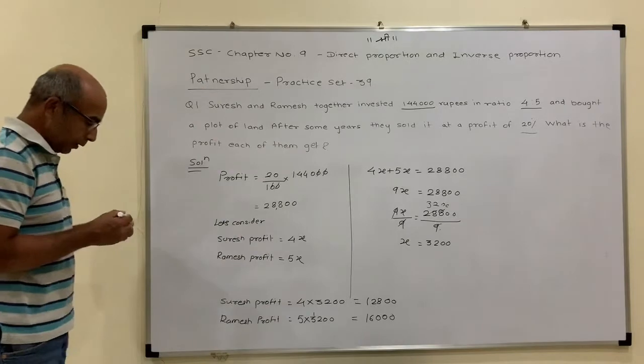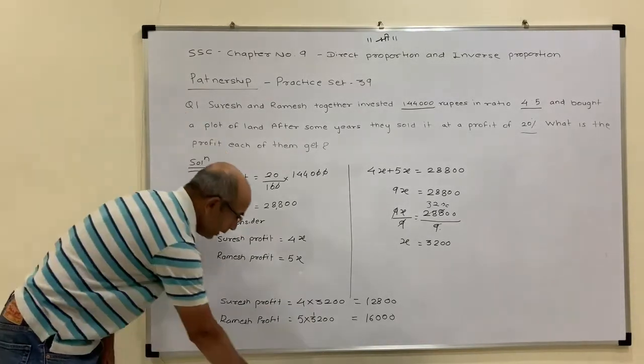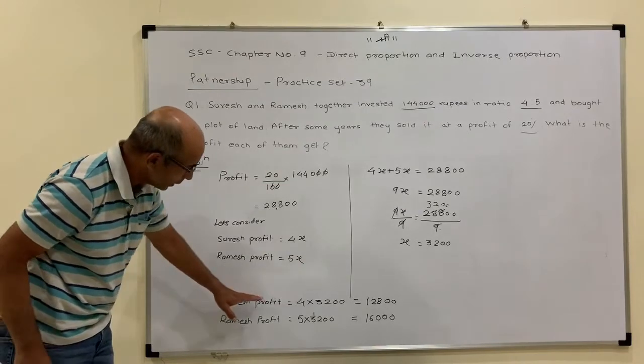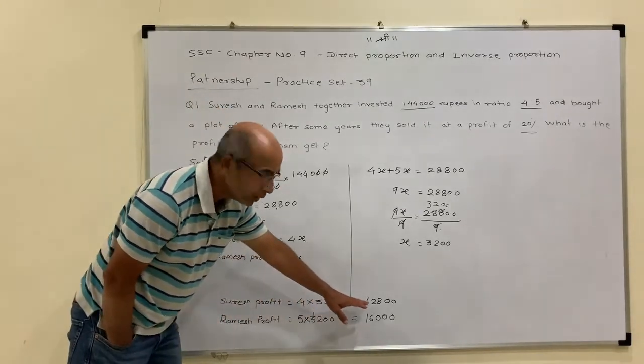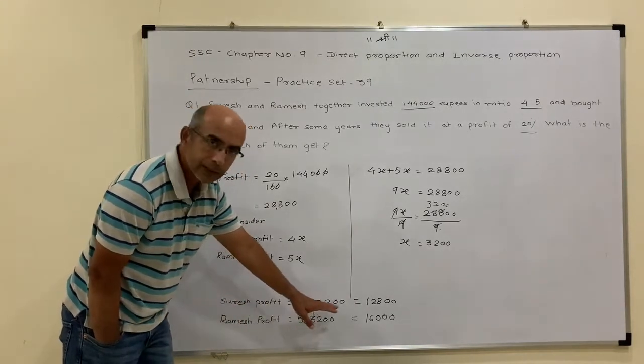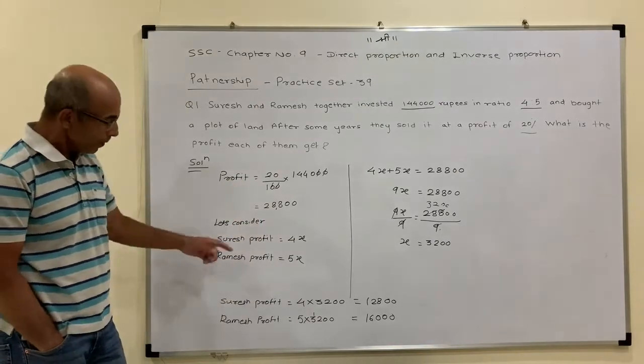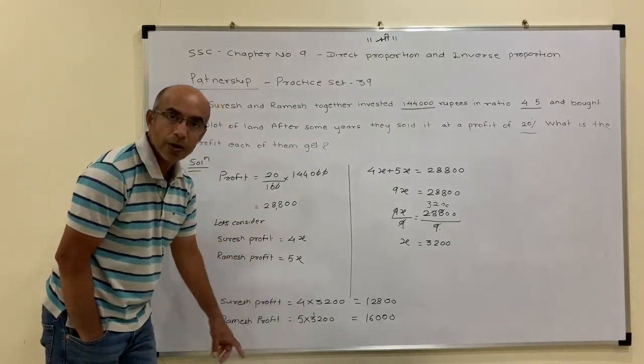So the profit of 28,800 will be shared in this way: Suresh made a profit of 12,800 and Ramesh made a profit of 16,000. So the total profit is divided in the ratio 4:5.